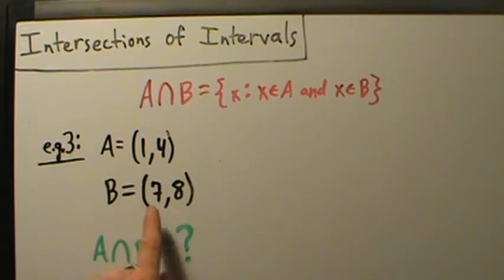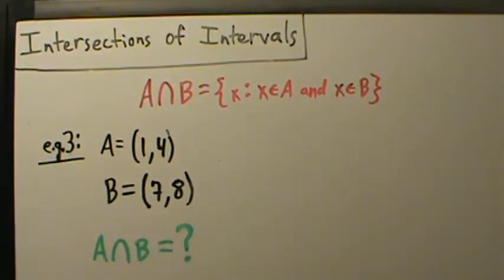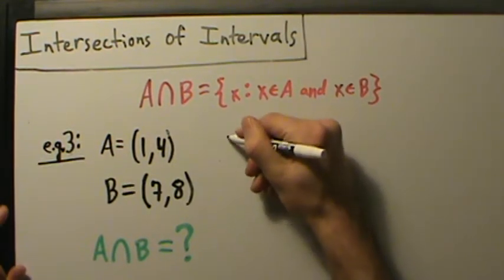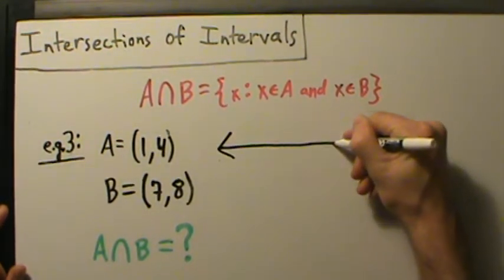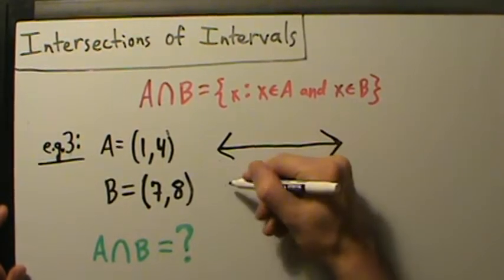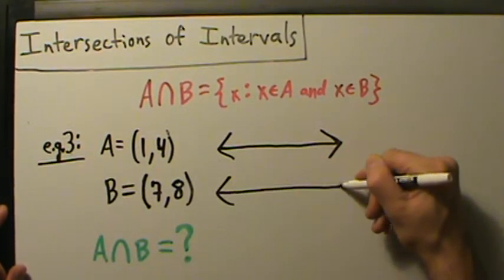Okay, so example 3 here, let's say A is the interval from 1 to 4, like this, and B is the interval from 7 to 8, like that. And we want to find out what is A intersected with B. We're going to approach this exactly the same way we approached examples 1 and 2. So just start by drawing a number line for both of these and make sure we line them up properly.